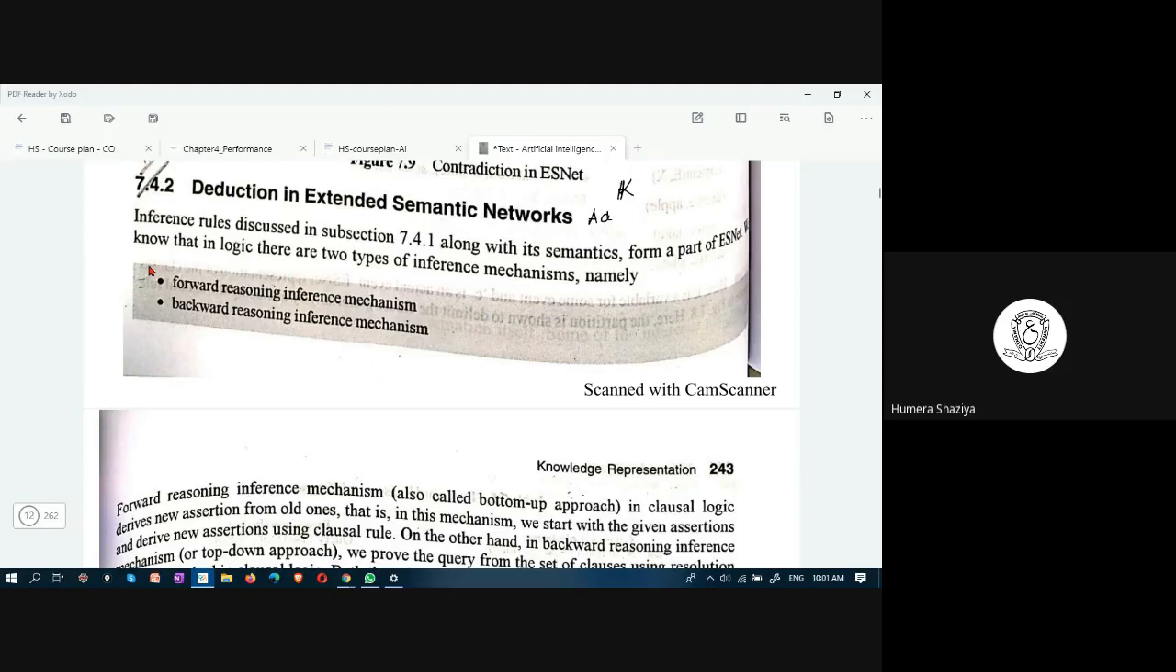Semantic network was in the form of a tree, and we had concepts and their relations or links that we could represent in the form of a semantic network. But later, it was observed that there were some limitations in semantic network. Therefore, extended semantic networks were discussed. Extended semantic network has several additions besides having all the features of semantic networks.